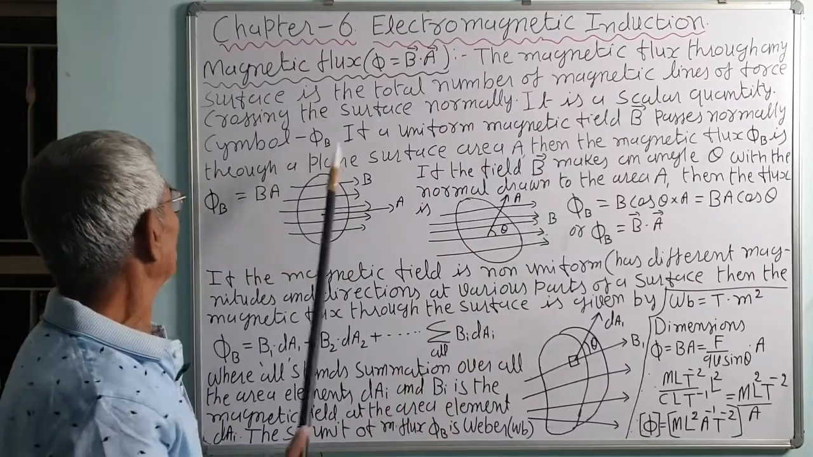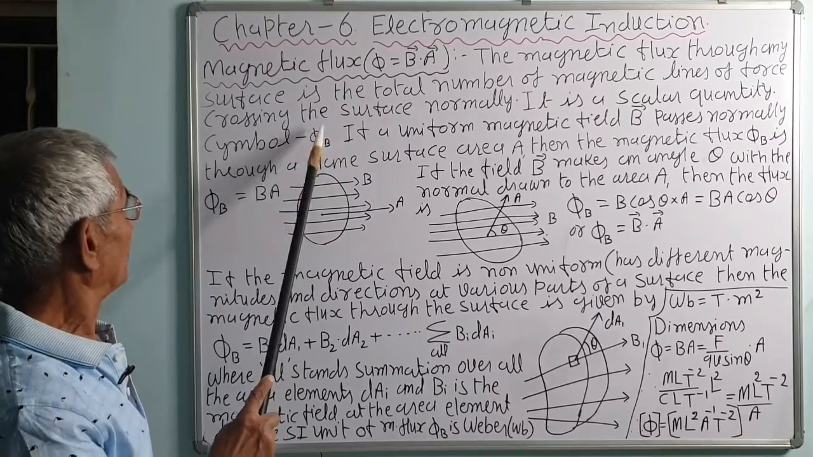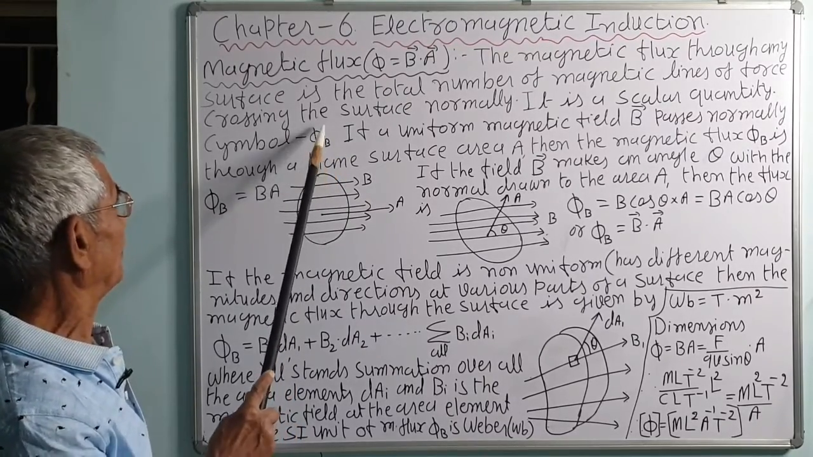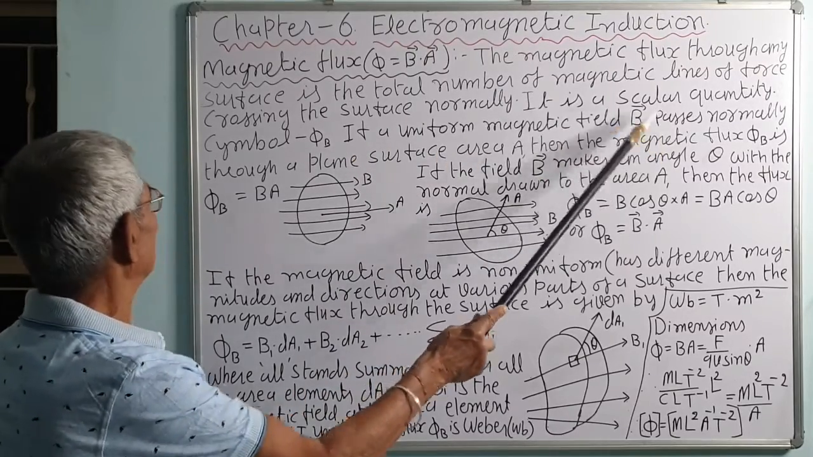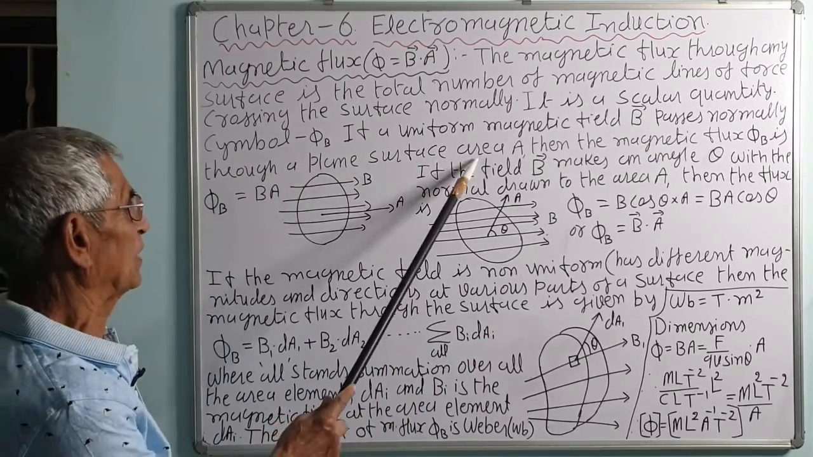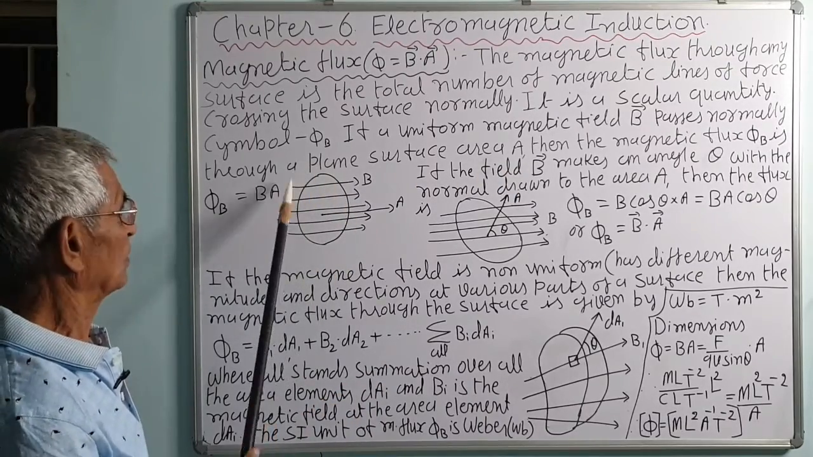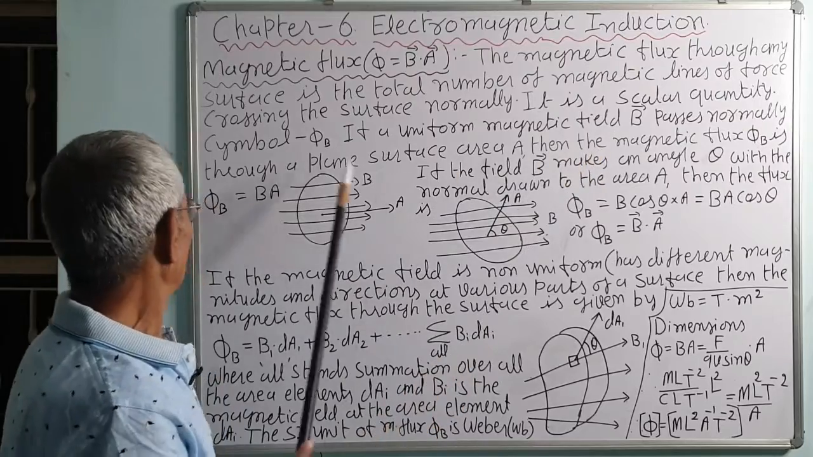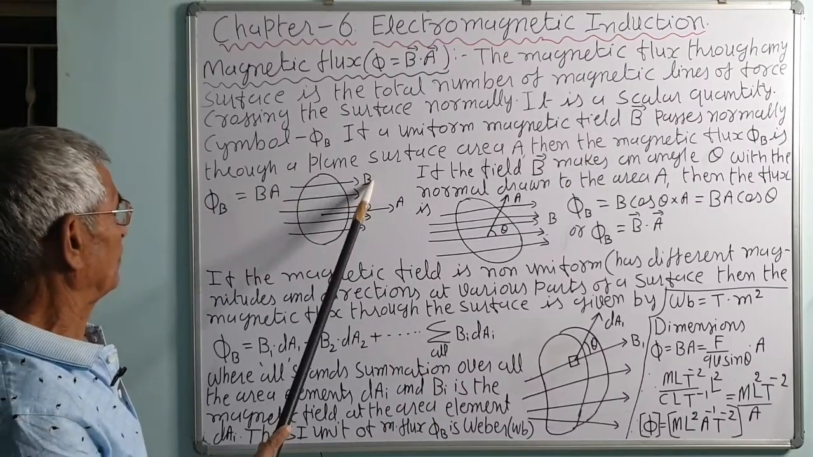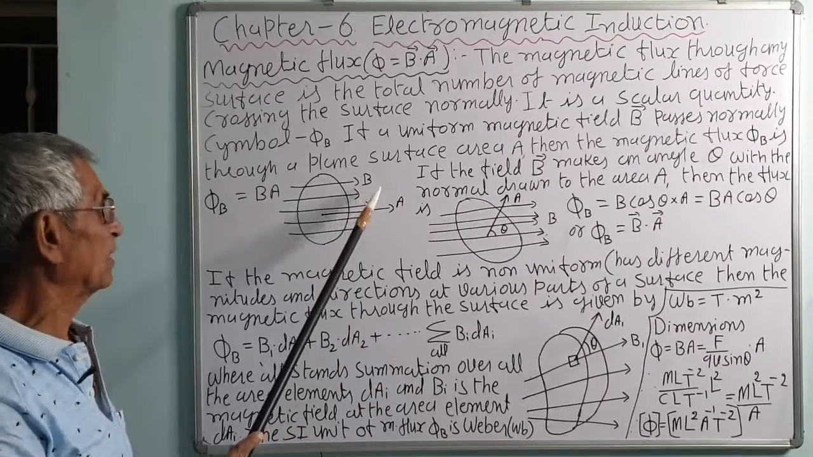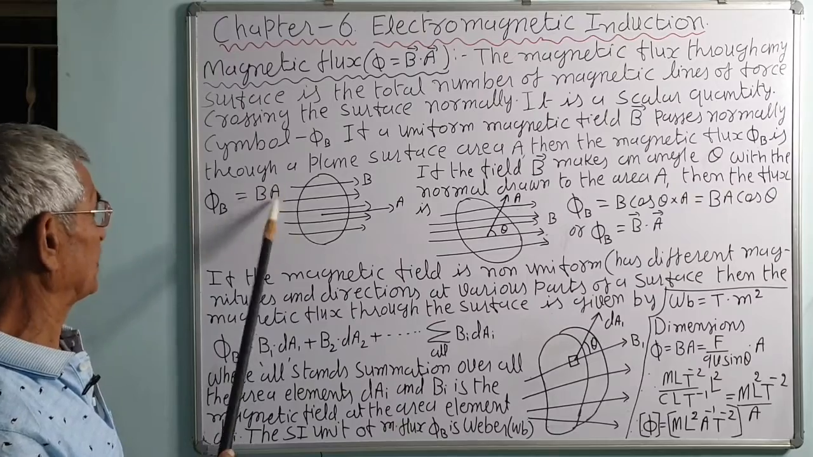It is a scalar quantity and the symbol is phi B, B for magnetic field and phi for flux. For electric field we use phi E. If a uniform magnetic field B passes normally through a plane surface of area A, the magnetic flux passing through it, say phi B, is given by the magnetic field strength B into A, BA, if it is normal.